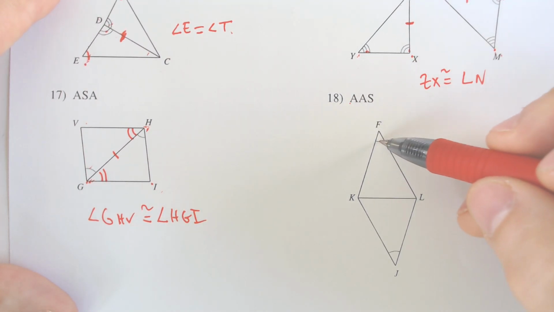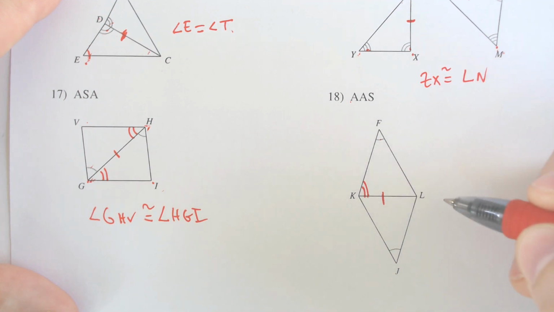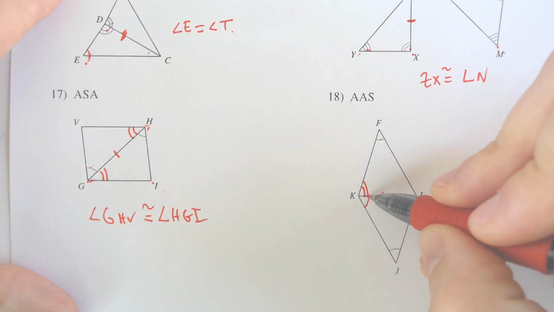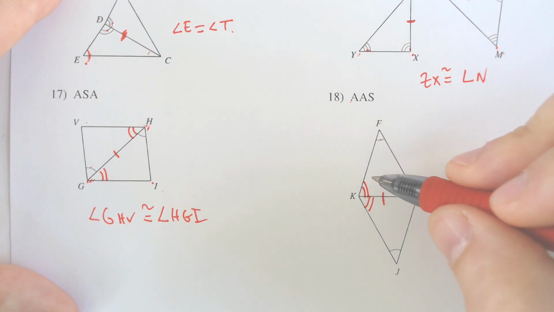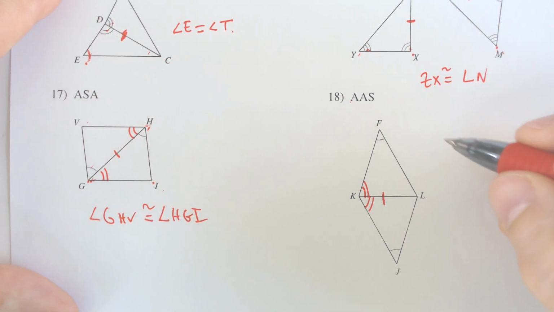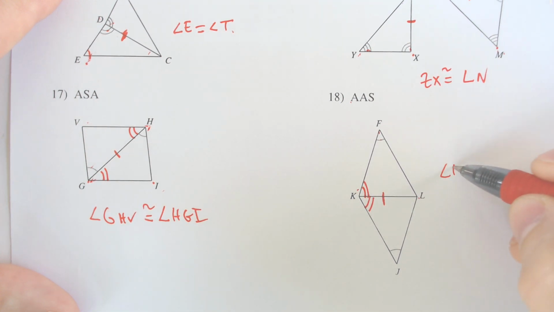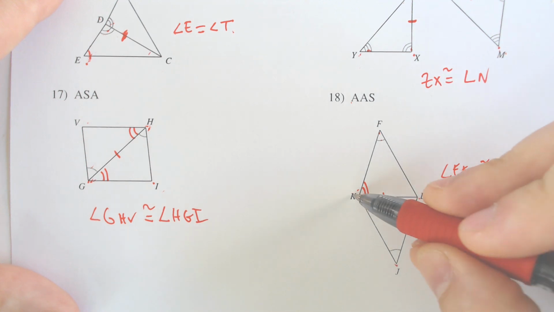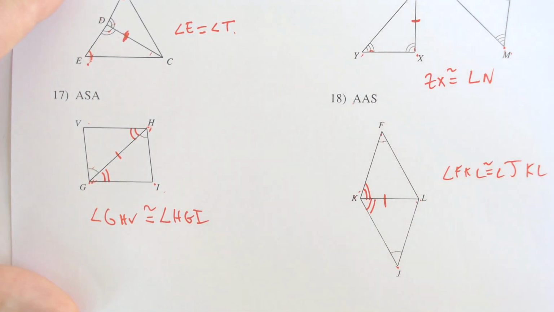And last one, we got angle, side here. We got angle. We got a shared side. We need another angle. Well, I'm just going to say it's this angle right here with K and this angle right here with K. It could also be K and L. It could also be L and L. But we do have to label it appropriately. I'm going to go angle FKL, must be congruent to angle JKL. That way they go in the same order.